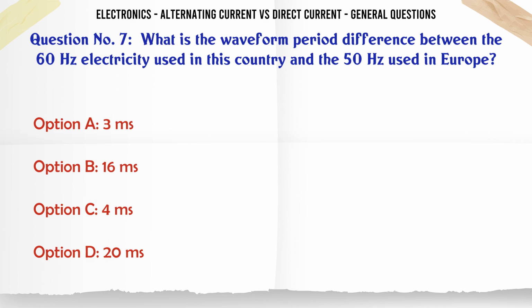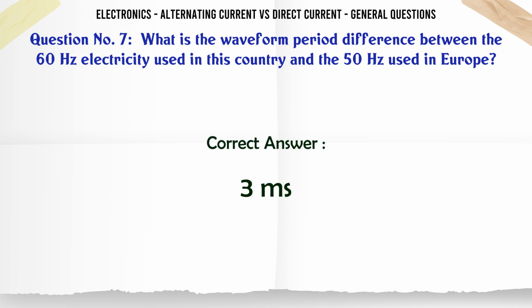What is the waveform period difference between the 60 Hz electricity used in this country and the 50 Hz used in Europe? A. 3 ms. B. 16 ms. C. 4 ms. D. 20 ms. The correct answer is 3 ms.